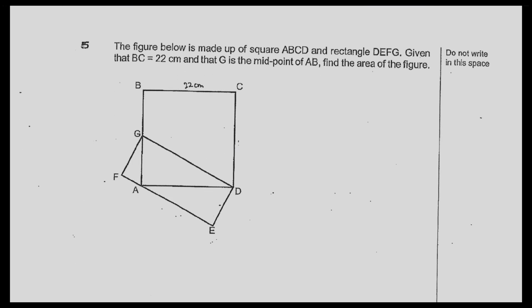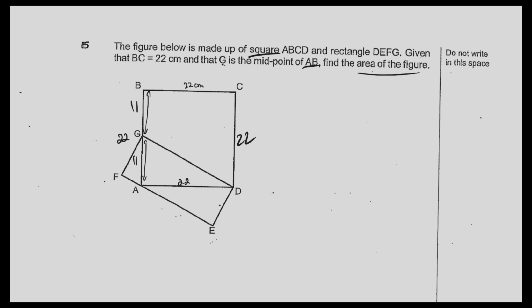Question 5 states that the figure below is made out of square ABCD and rectangle DEFG. Given that BC is 22 and G is the midpoint of AB, find the area of the figure. When we see square, we immediately think all sides are the same. Quickly write down the lengths of all sides to make calculation easier. And G is the midpoint of AB. What does this mean? It means that both lines, AG and BG, are of the same length. So if we take 22 divided by 2, mental calculation, it's just 11.